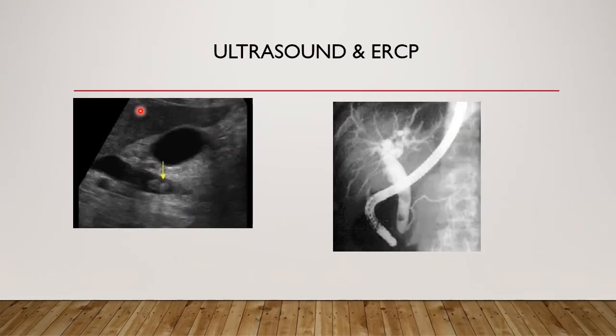Okay, this is the picture I showed you all just now. This is the CBD dilated with two big stones in the lower end. And this is an ERCP picture showing two filling defects, which are gallstones at the lower end of the CBD. And this patient will need urgent ERCP and sphincterotomy and extraction of the stones.